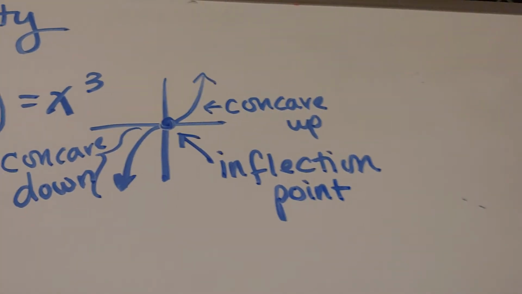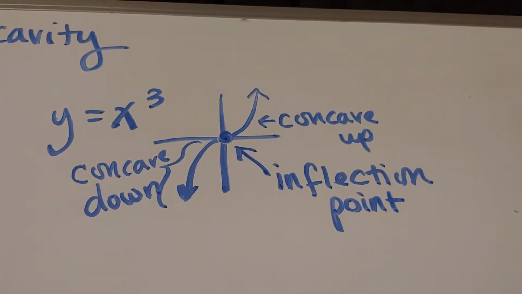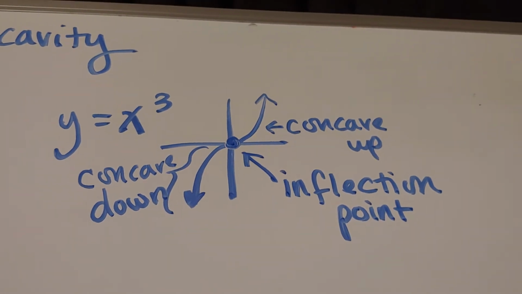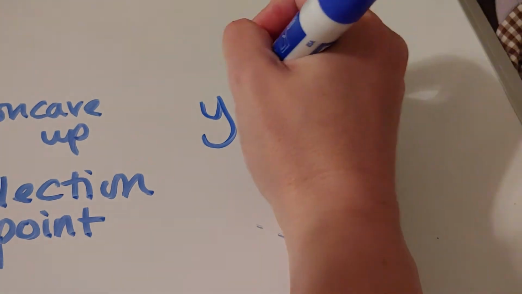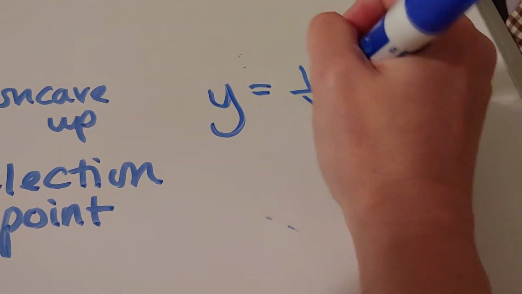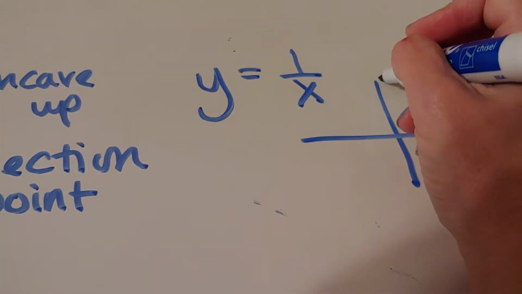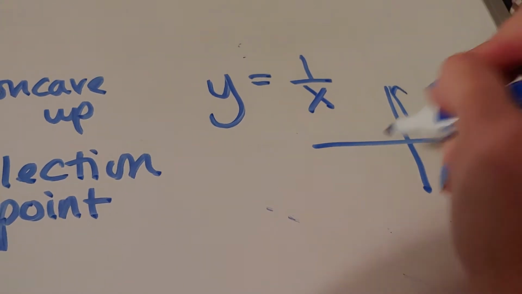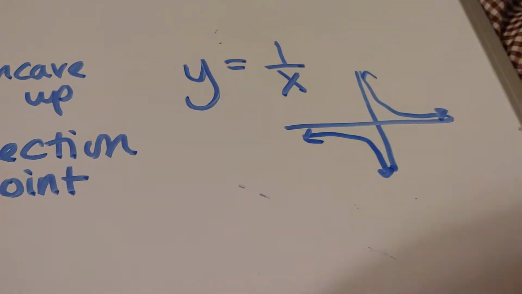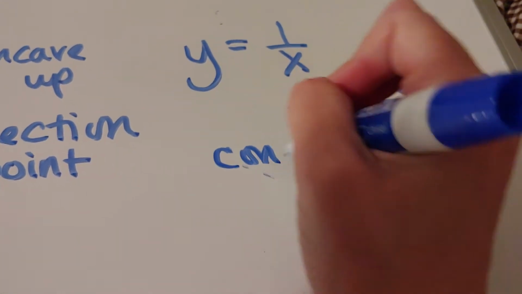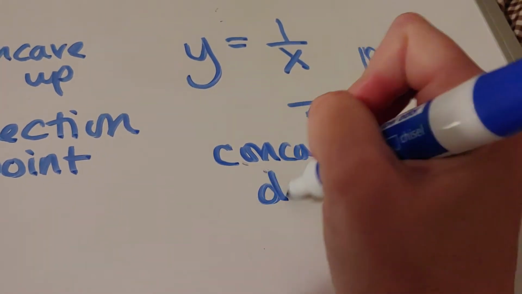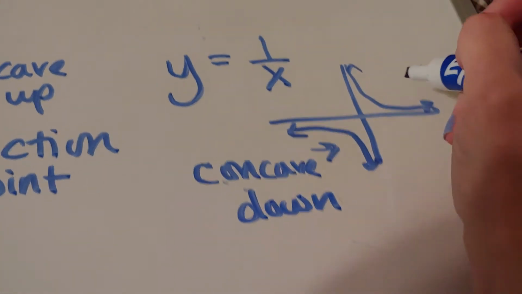Now, there's actually one other place that a function could change concavity, and that has to do with a rational function. If you had something like y equals 1 over x, we know that function looks like this and this. It is concave down on this section, and it is concave up.